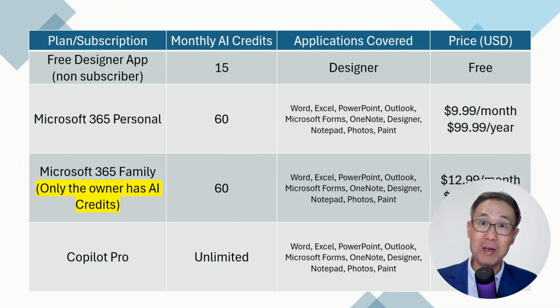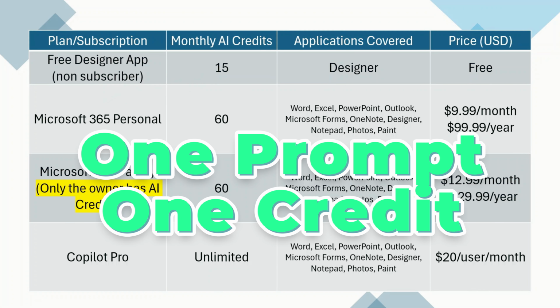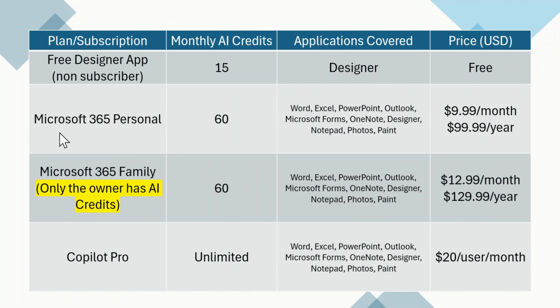AI power in Microsoft Excel, but it comes at a price. Let's take a look at the pricing scheme. Here we are talking about AI credits. So one prompt, one AI credit. If you pay for Microsoft 365 Personal, you get 60 AI credits, and you not only get to have AI empowerment in Excel, but you can have it in Word, PowerPoint, and the suite. And that comes at a price of $10 a month.